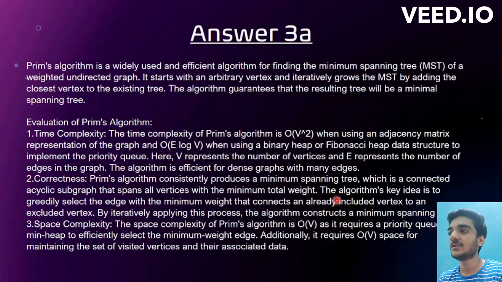Prim's algorithm is a widely used and efficient algorithm for finding the minimum spanning tree (MST) of a weighted undirected graph. It starts with an arbitrary vertex and iteratively grows the MST by adding the closest vertex to the existing tree. The algorithm guarantees the resulting tree will be a minimum spanning tree.